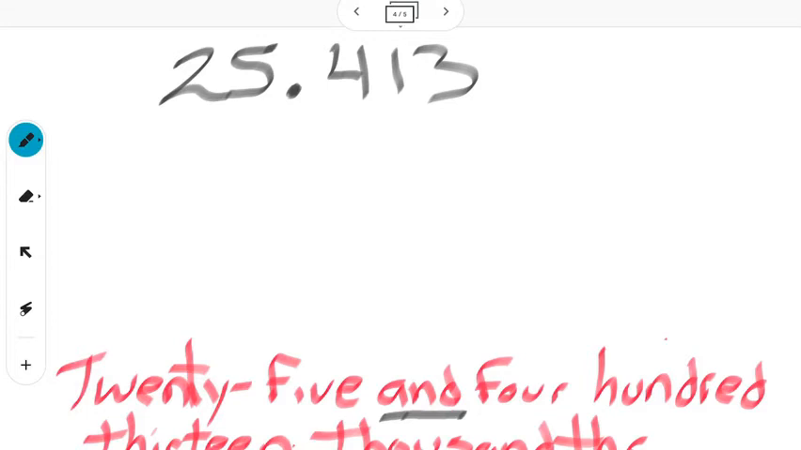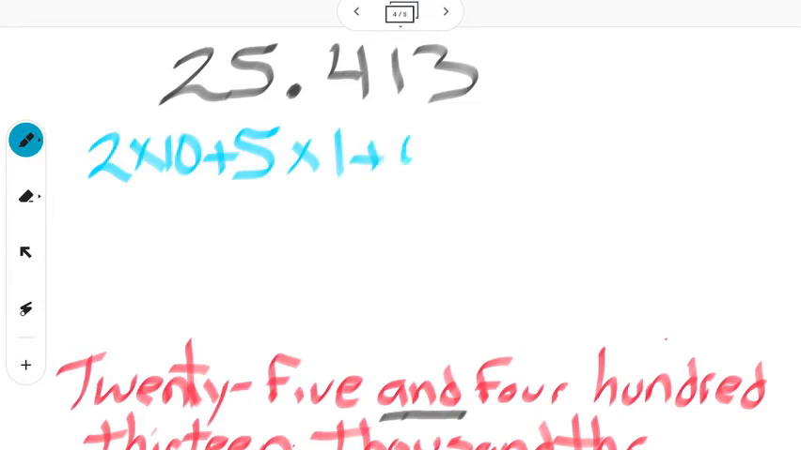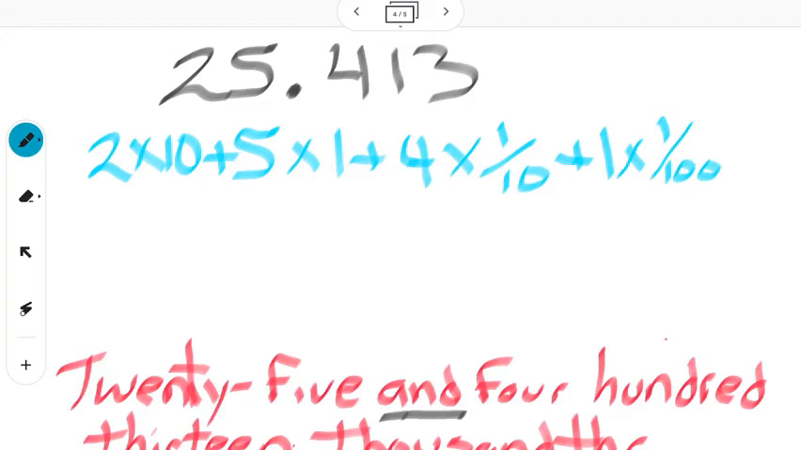So here we go. There's 2 in the 10 place, so it's going to start with 2 times 10 plus 5 times 1. There's 5 in the ones place, plus 4, and 4 is in the tenths place, so I'm going to multiply it by 1 over 10, plus 1 times 1 over 100 for the hundredths place. And then last but not least, I'm going to go down below, plus 3 times 1, and it's in the thousandths place, so over 1,000.